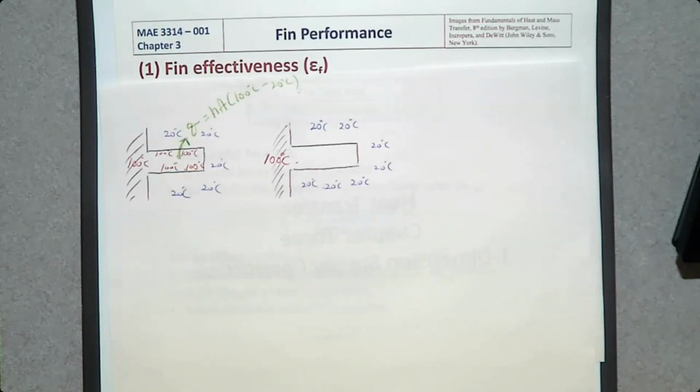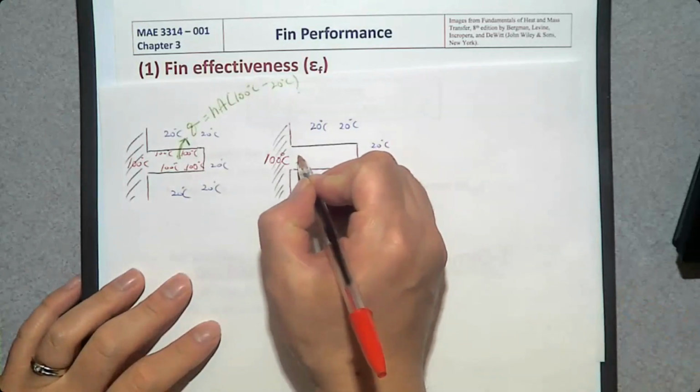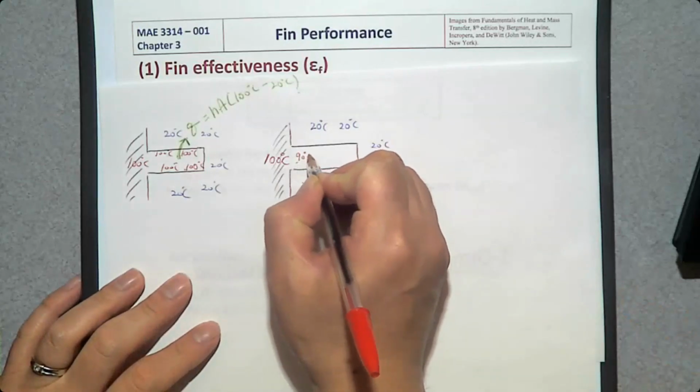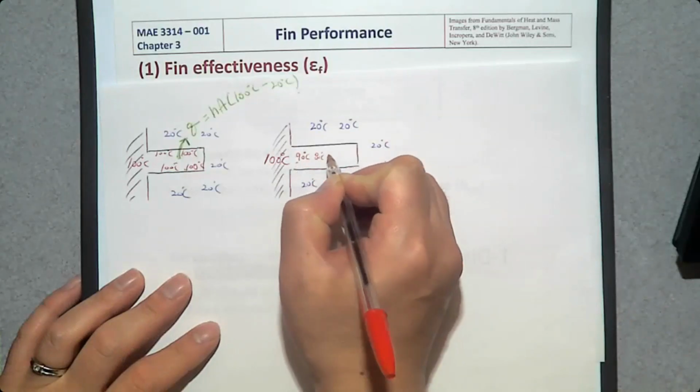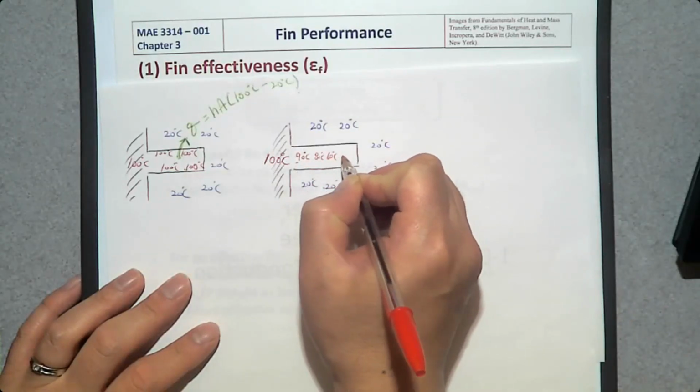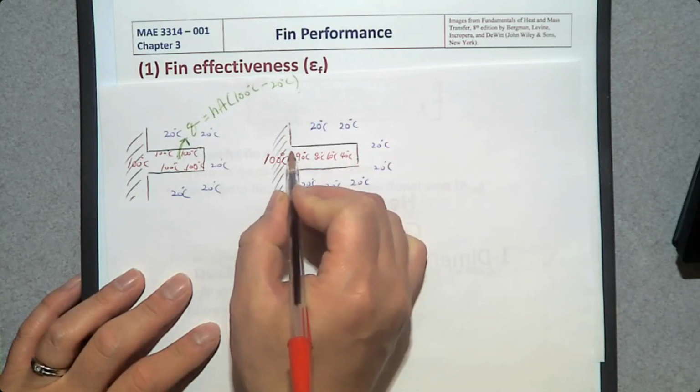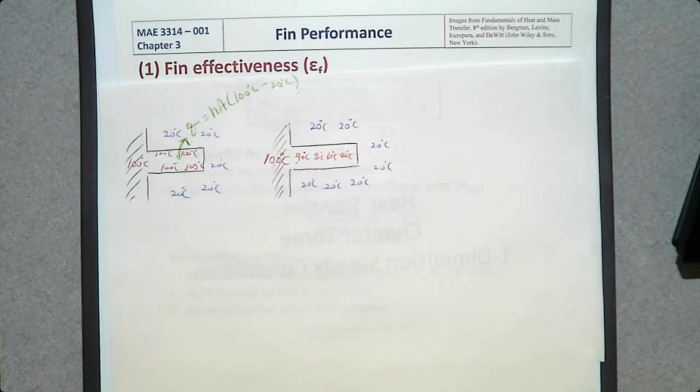But in reality, because of the heat transfer from the base in the direction of the fin, there is a temperature decay. So from here, this is 90 degrees Celsius, 80, 70, 60, 50, 40, etc. So there is a temperature decay. So the actual heat transfer from the fin to the surroundings is going to be less than the ideal case.